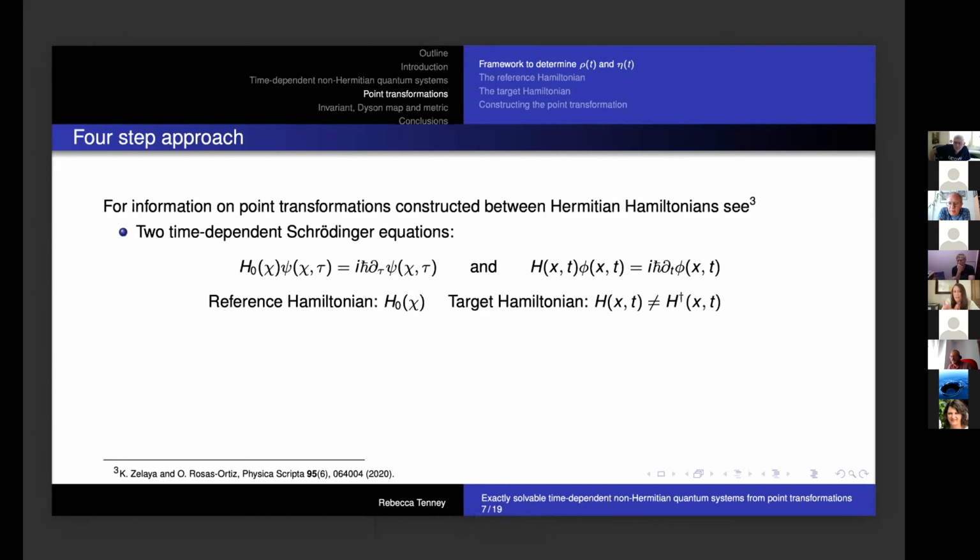No, so the reference Hamiltonian here becomes the invariant of the other system. Yes, it becomes the invariant. Okay, yes. These point transformations preserve conserved quantities. So in the time-independent system here, it's a constant of motion, so it should also be a constant of motion when we apply the point transformation to it. So it becomes the invariant. Yeah, of course, because a point transformation transforms invariant into invariant.